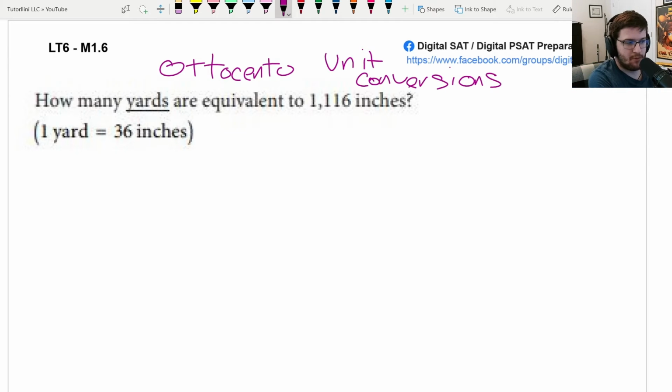All right, so we've got 1.116 inches, and we're going to set up a parenthesis factor label method.